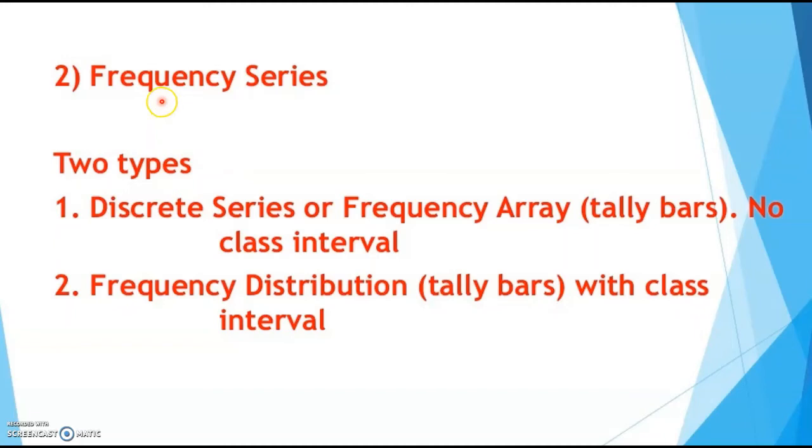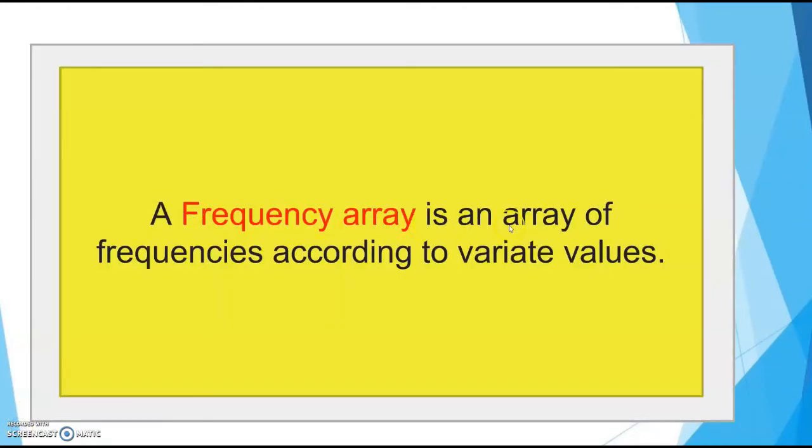Then next one, frequency series. There are two types of frequency series. Which are they? Discrete series or frequency array, then frequency distribution. In discrete series or frequency array, we use tally bars. There is no class interval in this discrete series. A frequency array is an array of frequencies according to variate values.